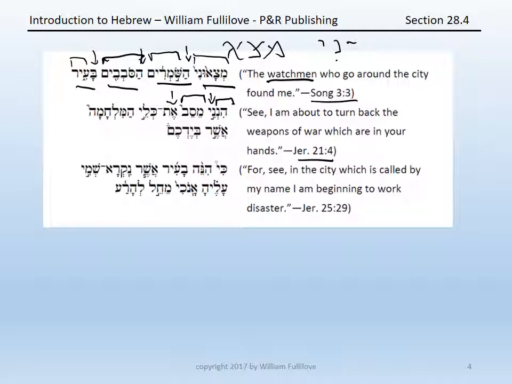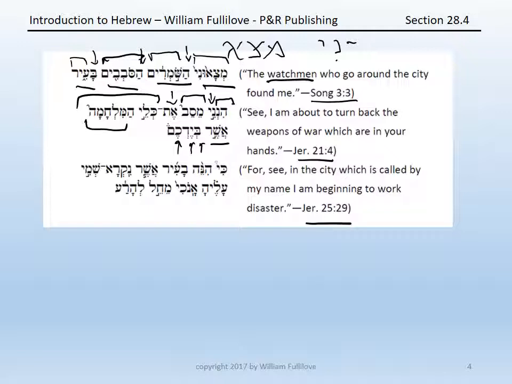Et, marking the definite direct object. Then construct phrase, kali, the weapons of, ha milchama, the battle or of war. Asher, relative, b in, yad, hand, kem, second masculine plural suffix, which are in your hand.